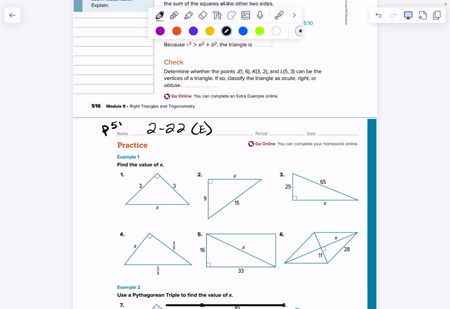So there's 2 through 22 evens. That's 12 problems, technically. Why don't we ever do odds?